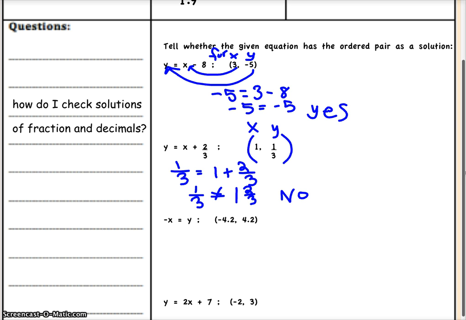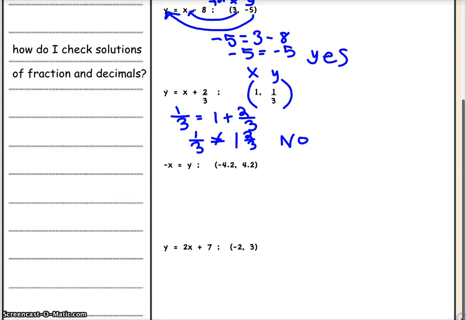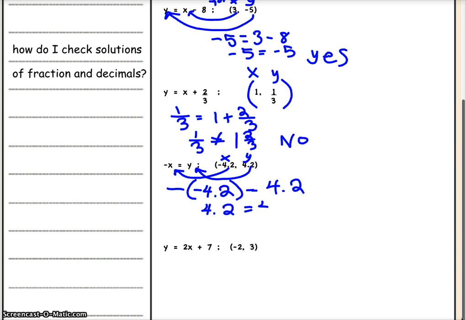This next one, I'm bumping up the rigor, because I have these negative signs. So with the negative signs, it definitely bumps up the rigor. X, y. X goes to the x, y goes to the y. Does negative x, which is negative 4.2, equal y? Negative and negative turns to positive. 4.2 does equal 4.2. Yes, it's a solution.